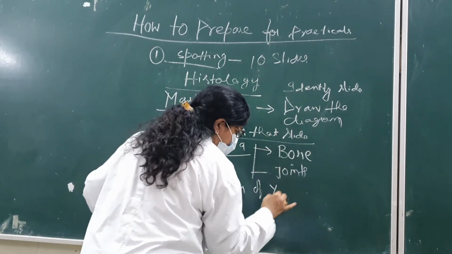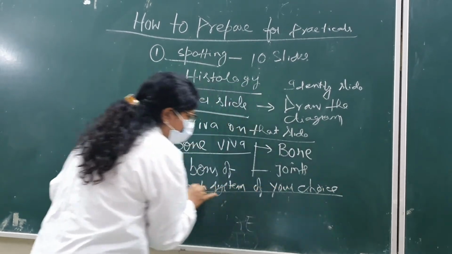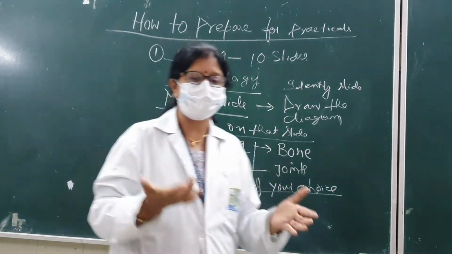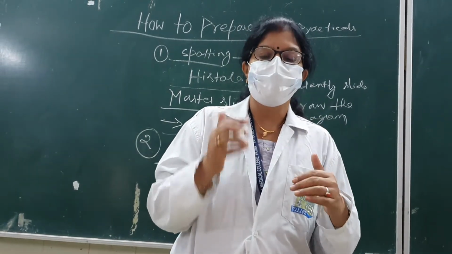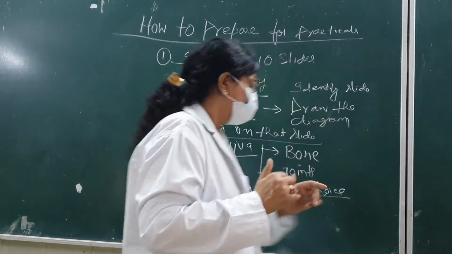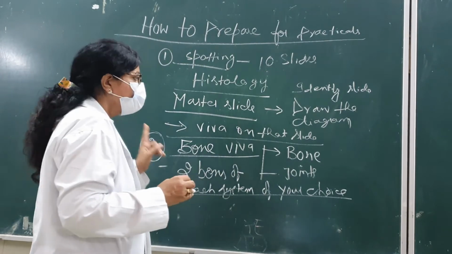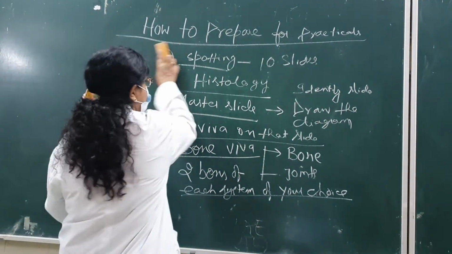OK, 2 bones of your choice should be there, which should be on your tips. In the sense, you must know everything about the bone because you have picked up that bone as your choice. So you must do that. So what are the various points in that bone you must cover?